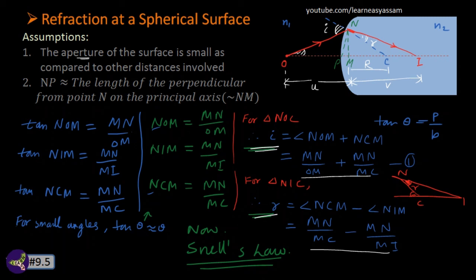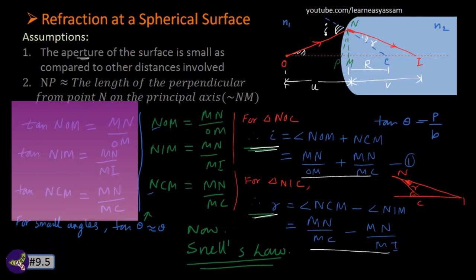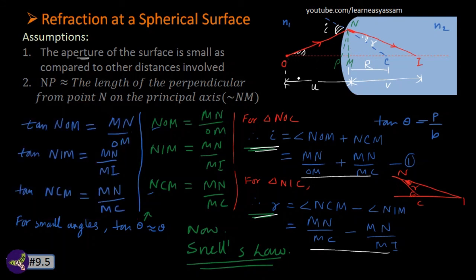What we have to do, we have to first keep in mind that we have to find the angle of incidence and angle of refraction. So from this diagram, we have to draw this diagram. Then from this diagram we can easily derive the formula. First we have to consider the tan of some triangles, those triangles which involve object distance, image distance and the radius of curvature. So we have to write here tan of angle NOM, tan of triangle NIM and NCM.